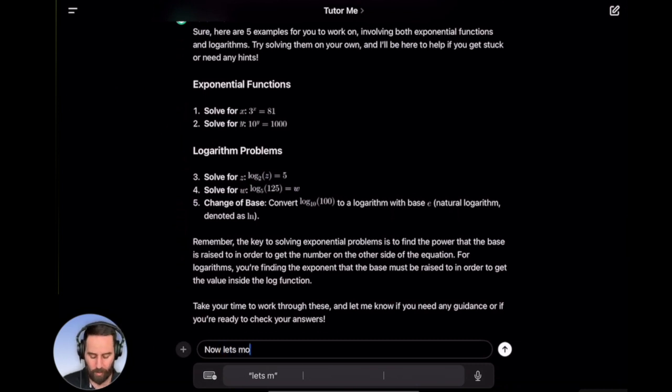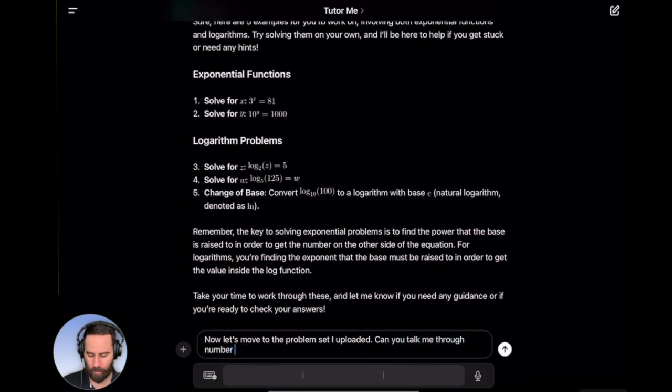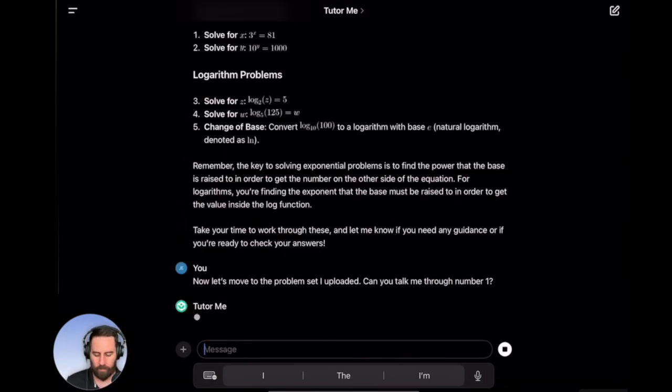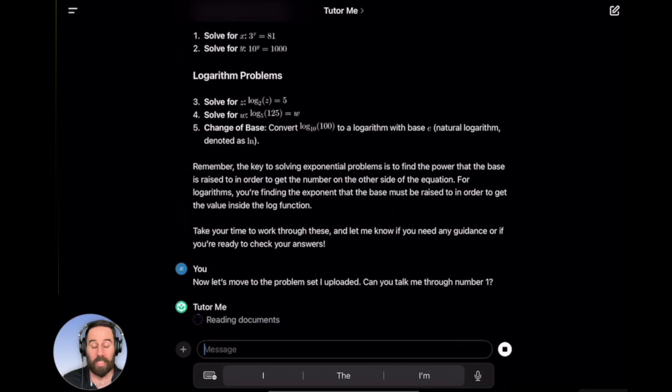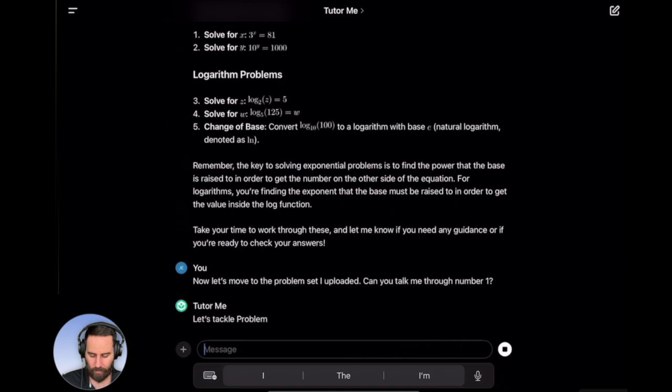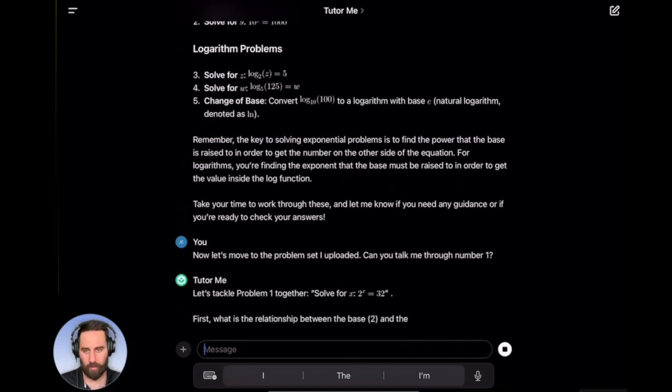Now let's move to the problem set I uploaded. Can you talk me through number 1? It's reading the document. Reading 2 documents. All right. Let's tackle problem 1 together. Solve for x. 2 to the x equals 32.